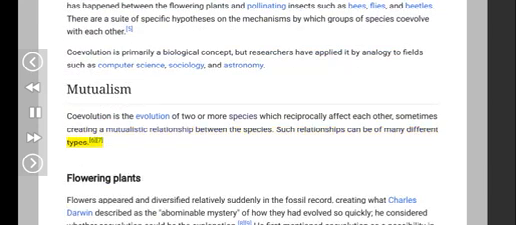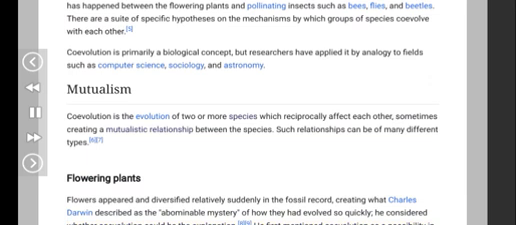Flowering plants. Flowers appeared and diversified relatively suddenly in the fossil record, creating what Charles Darwin described as an abominable mystery of how they had evolved so quickly. He considered whether coevolution could be the explanation. He first mentioned coevolution as a possibility in On the Origin of Species, and developed the concept further in Fertilisation of Orchids.